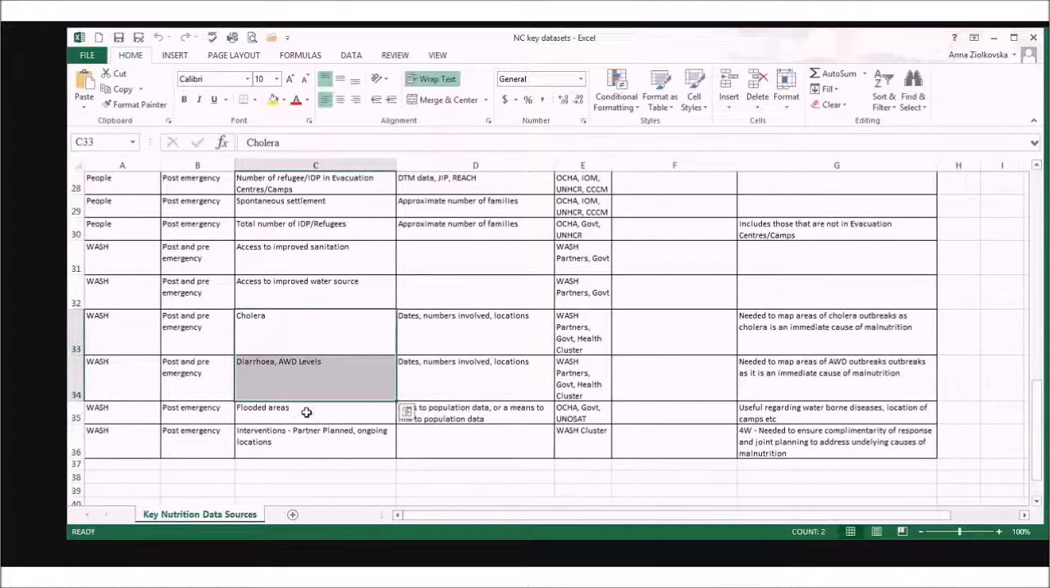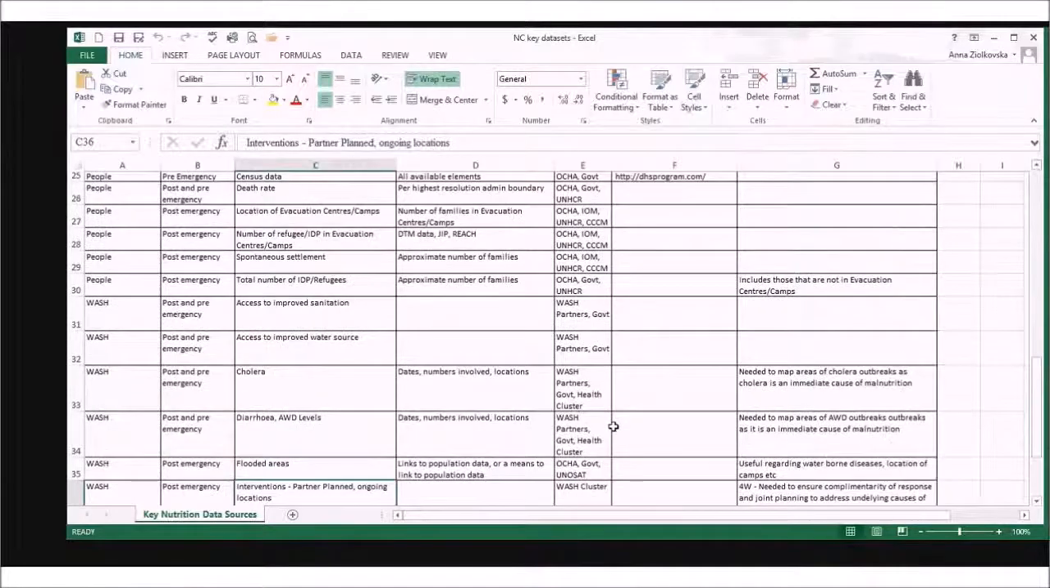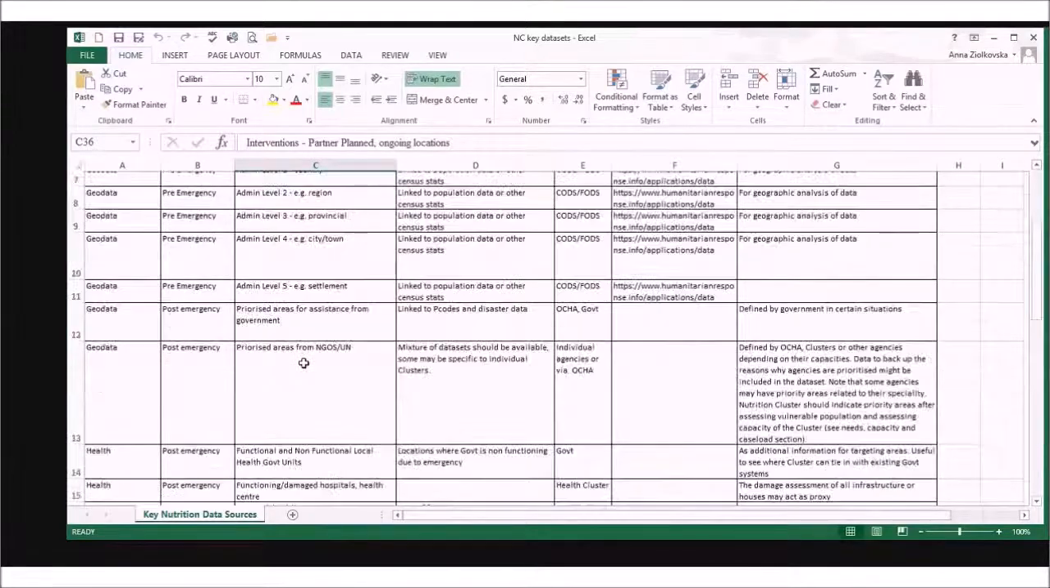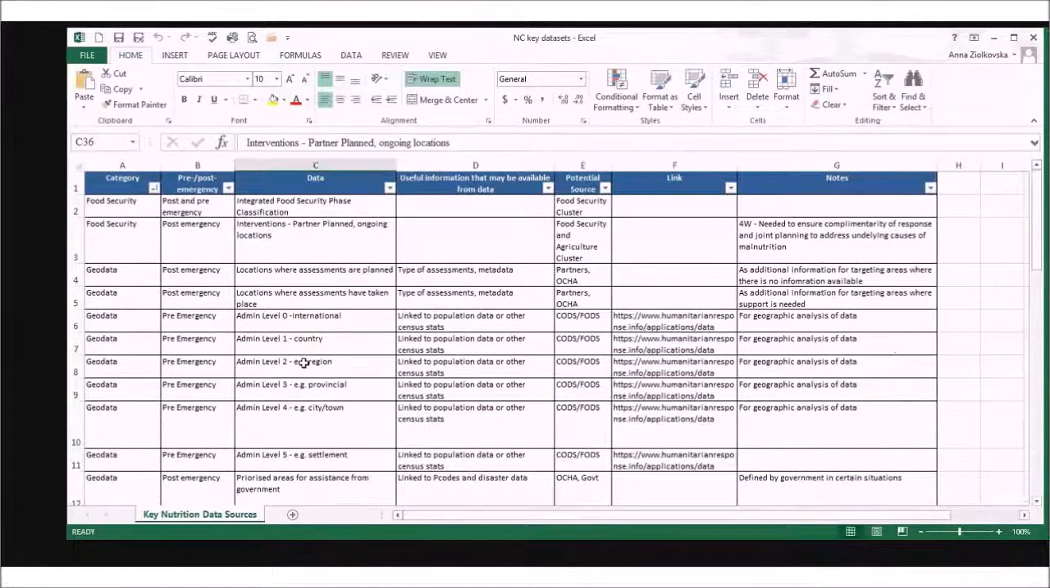Then flooded areas linked to population data, because again these are high risk areas for waterborne diseases, and would impact where the camps are located. And then again interventions for the WASH cluster, which you would get from them. So these we were considering as the main data sets which should be in every cluster.